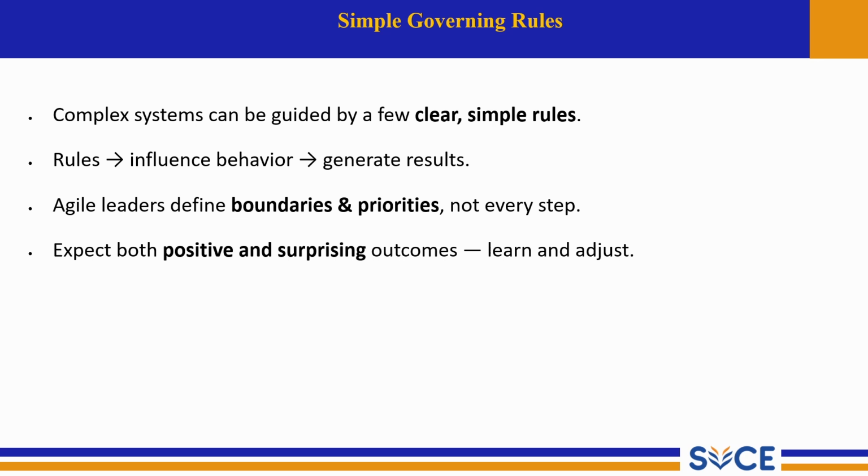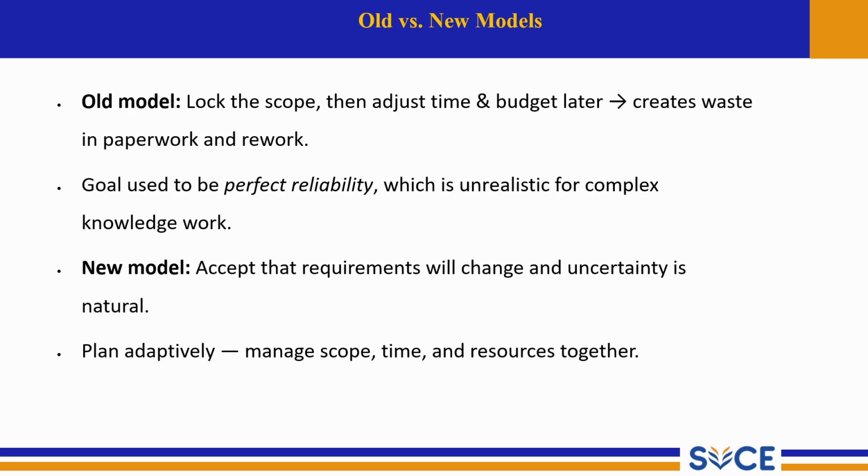So agile leaders define the boundaries and priorities, not every step. Expect both the positive and surprising outcomes, learn and adjust. So these are the simple governing rules. In the next slide, we will see the old versus new model.